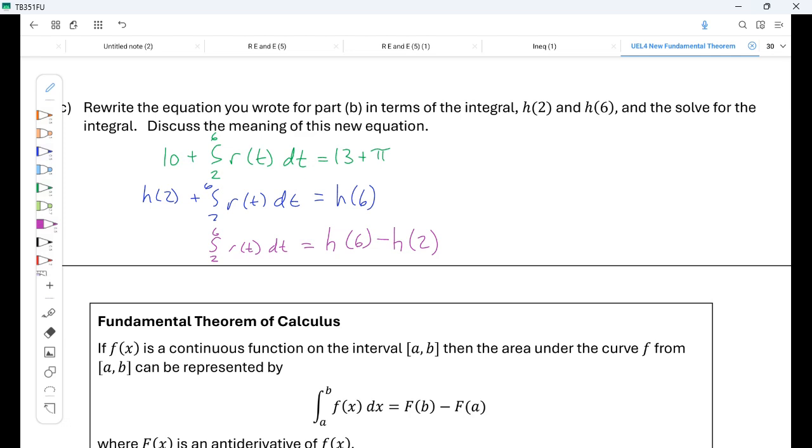Not average, no. The change, just the change. This is the change.